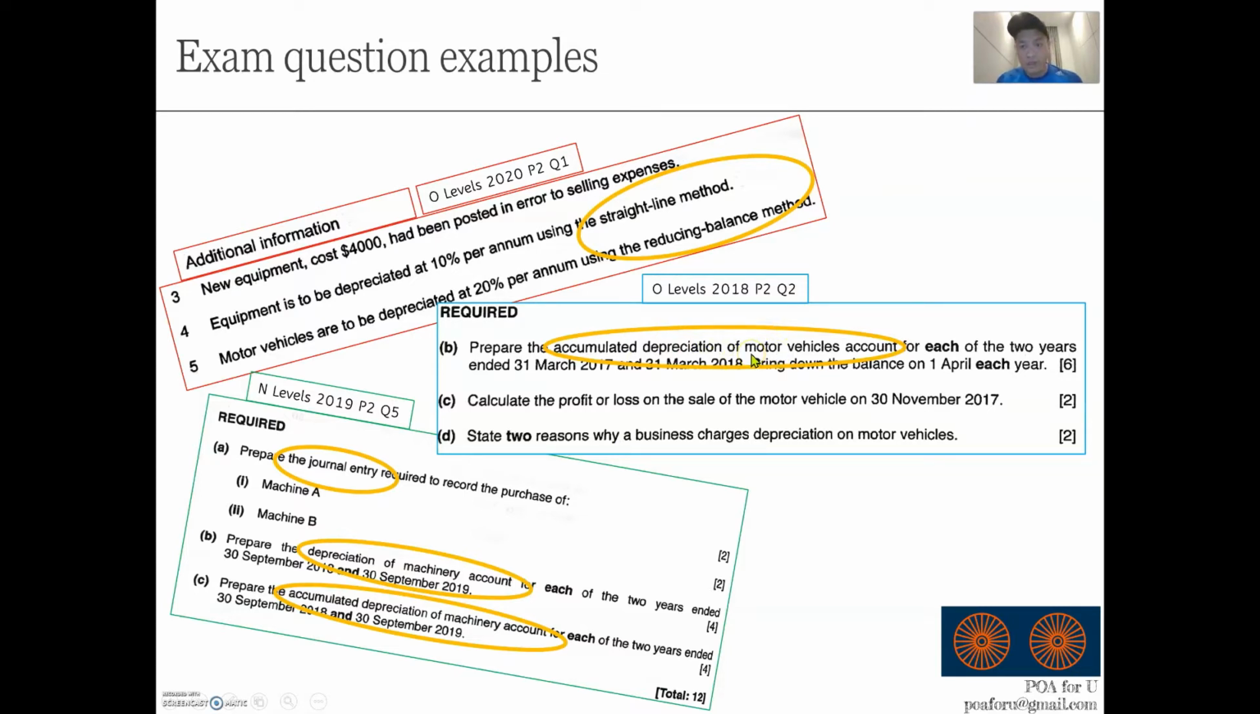O level students, you could also be asked to calculate the profit or loss, or gain or loss, on the sale of motor vehicles or other non-current assets. So these are the kind of questions that you could possibly get in your exams, and hopefully my session would help you answer them. Let's look at what I have next.